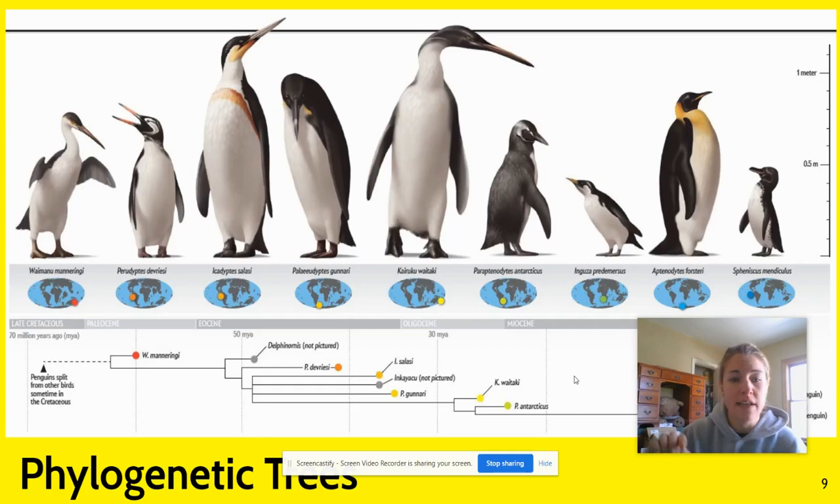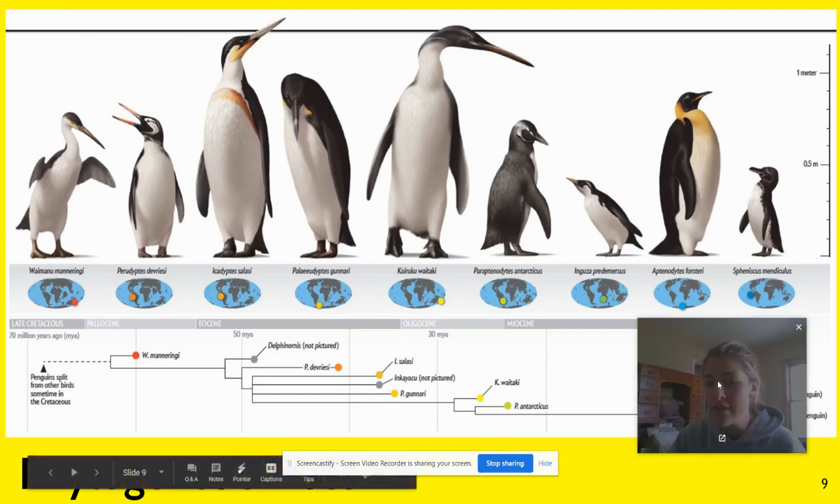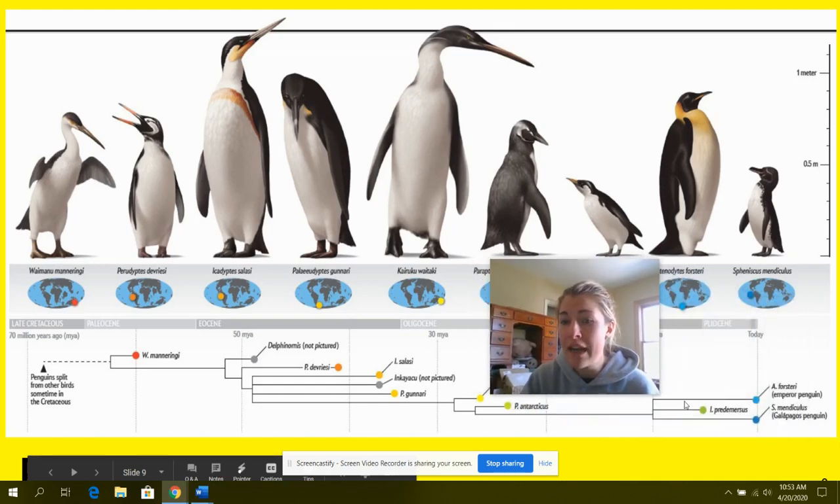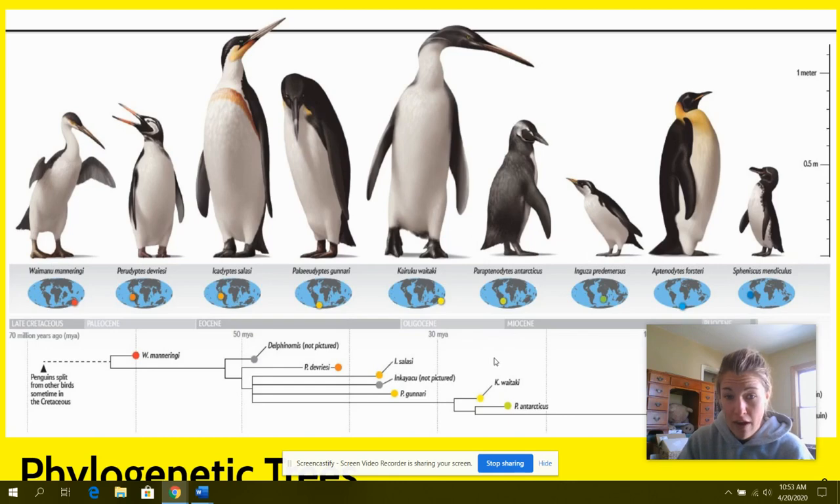Here we can actually see the whole evolution of penguins. We have a bunch of different species that are extinct. They are no longer in existence. And then we have the ones right above me that are still in existence. So we have a Galapagos penguin and an emperor penguin. All of the rest of these penguins are extinct, and we can tell on this little timeline down here that they are extinct just based on the fact that they are no longer in the current day. So you can see we have the Cretaceous period, the Pleistocene period, all of these different periods of time.